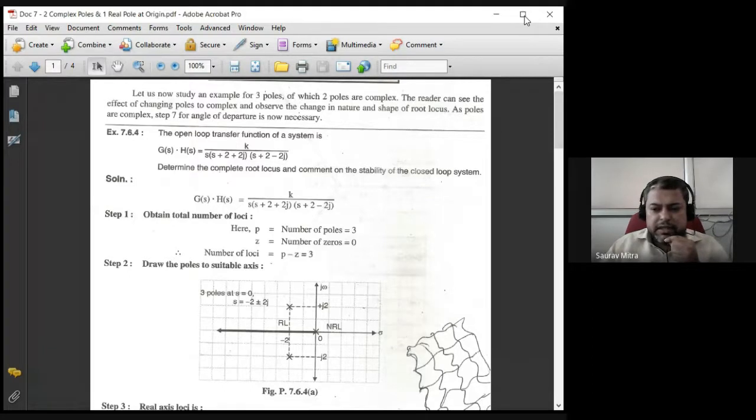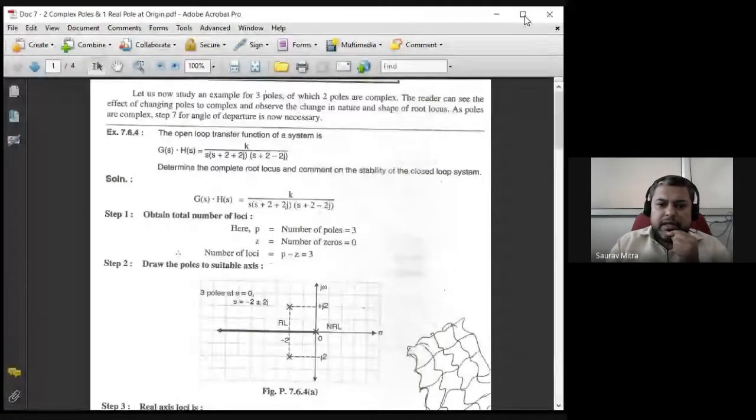All the instructions are given in my experiment 7A message. Please check that. Only one thing is remaining. Actually, rather two things are remaining. One of those we will see today, that is how to calculate step number 7, the angle of arrival and angle of departure. First, you have to understand when these things appear.